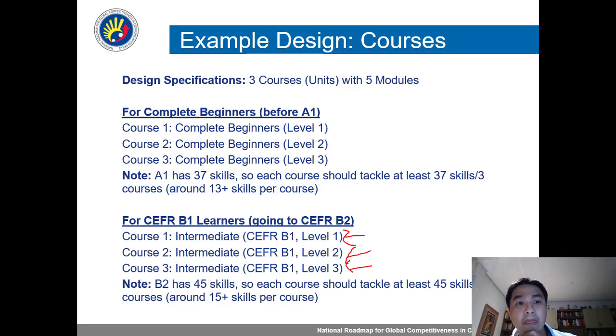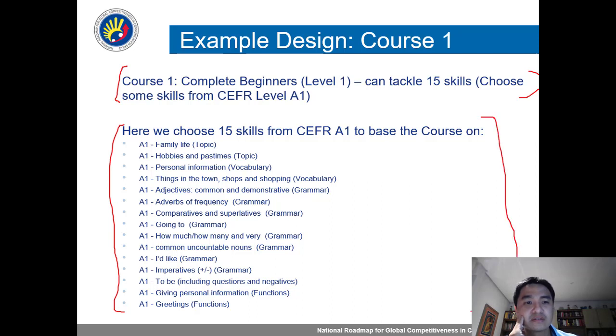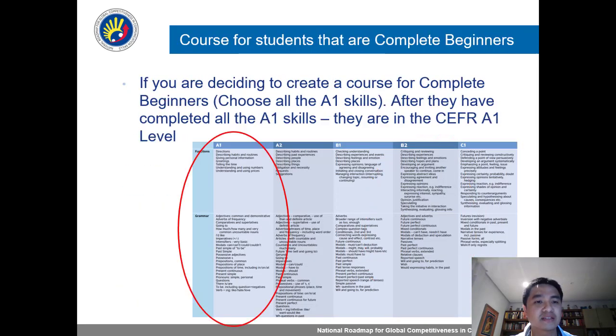Okay, so let's do an example when we're talking about A1. This is a course for complete beginners, and here we're going to choose 15 skills to base the course on. For course beginners 1, we can go back to the E equals guide and choose 15 skills. So let's choose 1, 2, 3, 4, 5. We'll choose 15 skills, and then that's that, right?